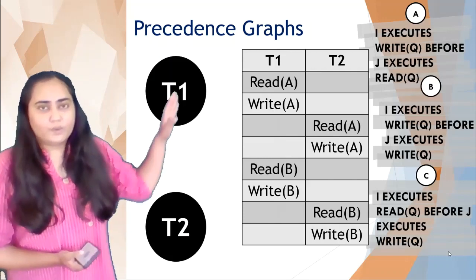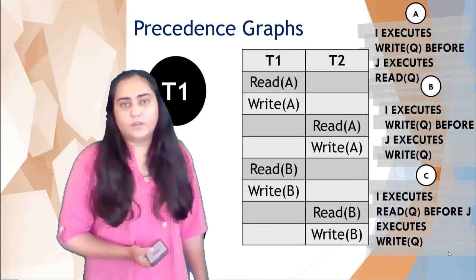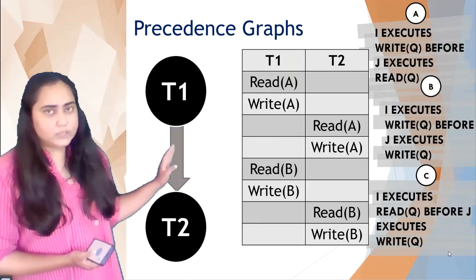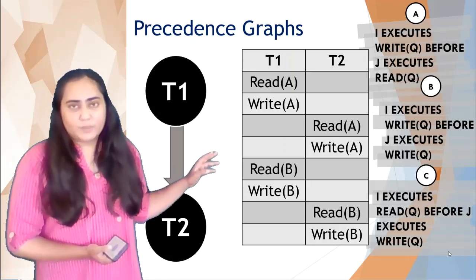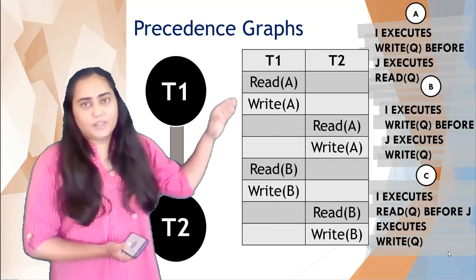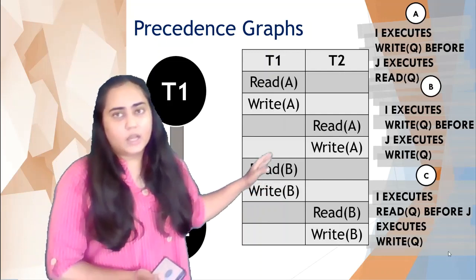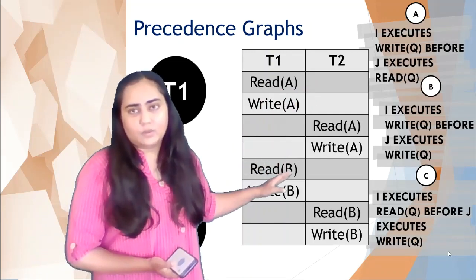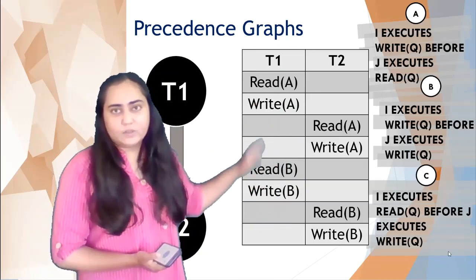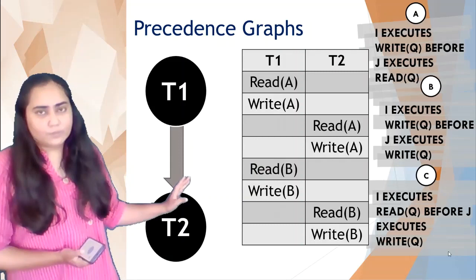And now we will create an edge between these 2 if one of the 3 rules mentioned over here is satisfied. So in this case, there is an edge from T1 to T2. The reason is there are several operations being done by T1 which are done before T2. For example, read A, write A, both are done before T2 does its own read A and write A. So this satisfies rule A and also rule B. Yes, it satisfies rule A and rule B. So that's why we are creating an edge from T1 to T2.